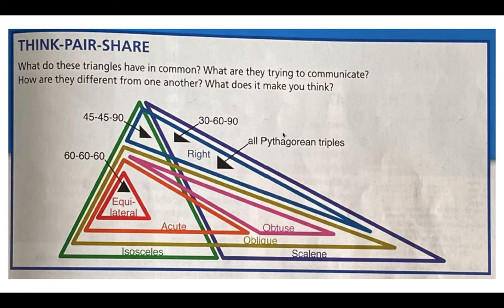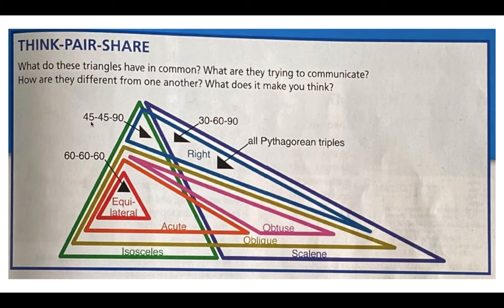Alright, so you want to take a look at this diagram, and then you see some familiar ones, right? So for example, here the red one, you see 60, 60, 60, that's the equilateral triangle. And then you see the acute triangle, the orange one. You see the obtuse triangle, the pink one. You see the isosceles triangle represented in green.